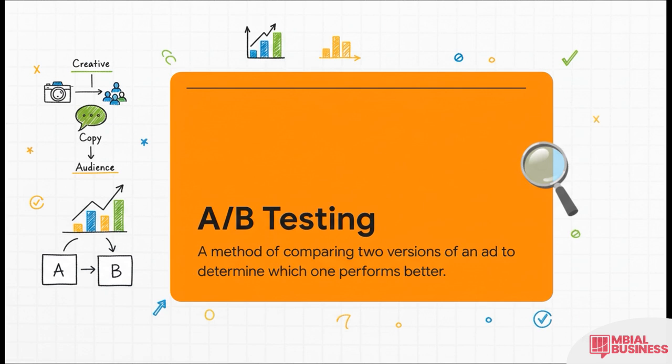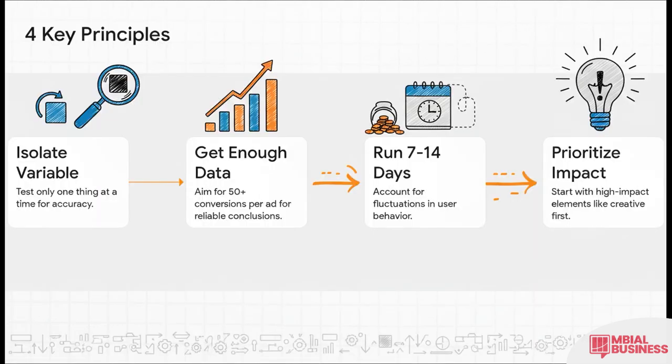Easy, right? Now, to do this the right way, you've got to follow 4 golden rules. Seriously, don't skip these. First, isolate one variable. Test one thing at a time. That's it. Second, you need enough data. Aim for at least 50 conversions for each version. Third, let it run for 1 to 2 weeks to average out the daily weirdness. And finally, and this is key, prioritize the tests that are actually going to move the needle.